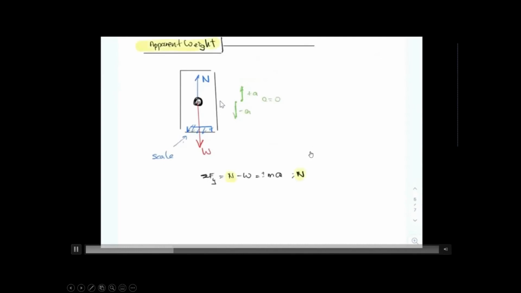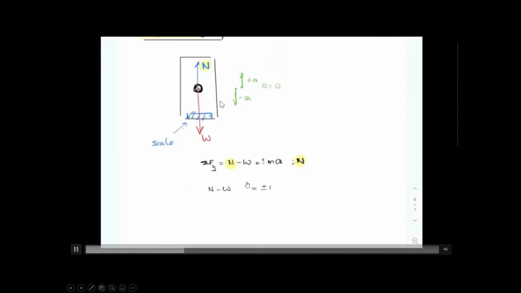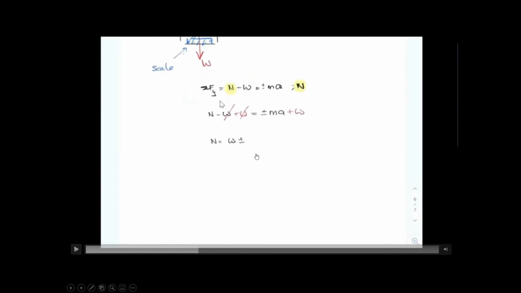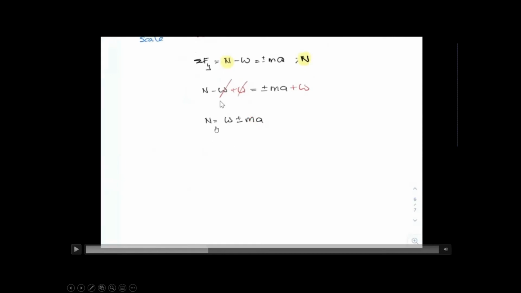Scale rating is the apparent weight. N is your scale rating, so that's your apparent weight. So, all right, add W to both sides. I'm isolating N on the left-hand side. So N is the reading that you get from a scale. W is your actual weight.